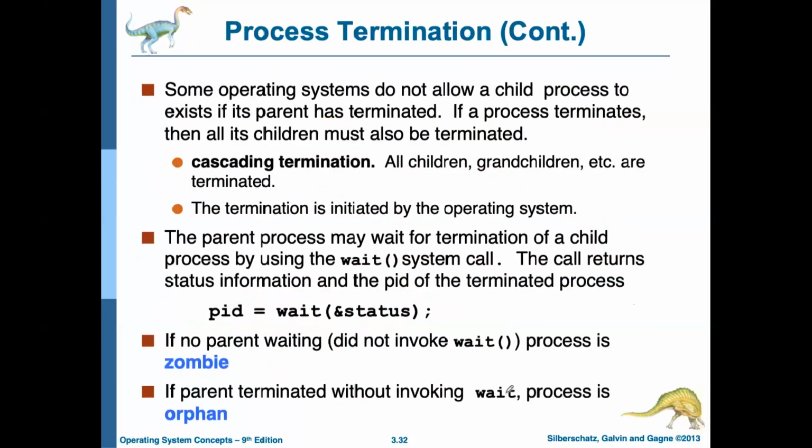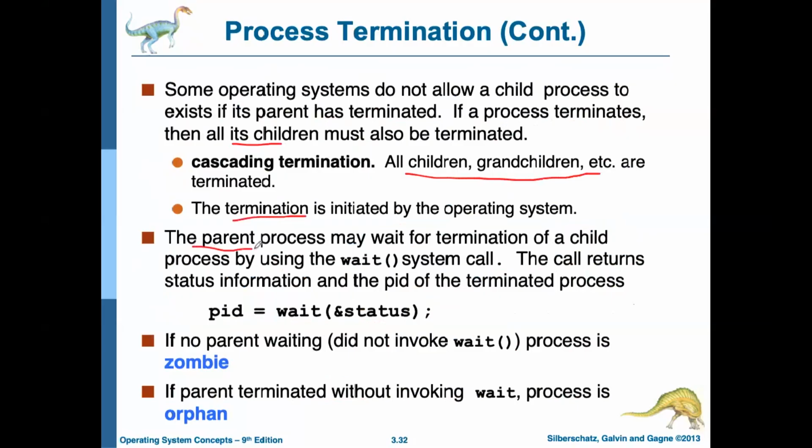Some operating systems do not allow a child process to exist if its parent has terminated. If a process terminates, then all its children must also be terminated. Cascading termination means all children, grandchildren, etc., are terminated. The termination is initiated by the operating system.